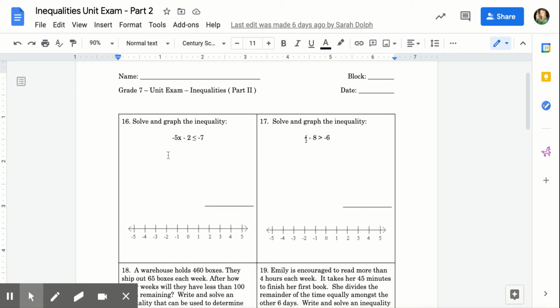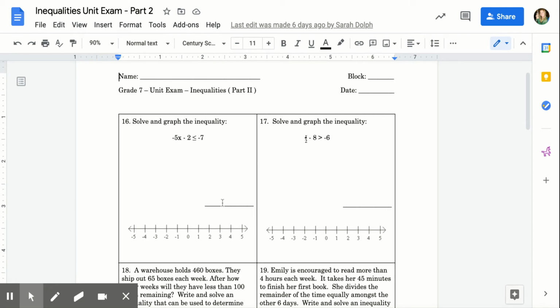So for example, for number 16, solve and graph the inequality. So you have to actually show what you're doing. It says negative 5x minus 2 is less than or equal to negative 7. You're first getting rid of the subtraction. So whatever you do to one side, you have to do to the other side. She needs to see all that work that you're doing.